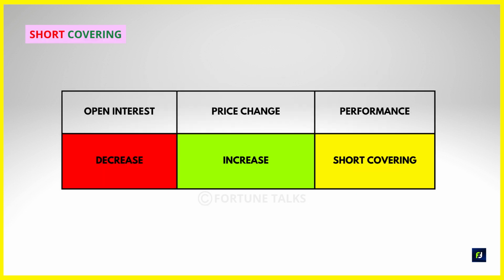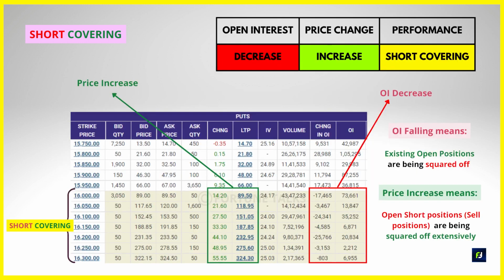Lastly, if the price is rising but the open interest is falling, this is called short covering. Now, if the price is rising but the open interest is falling, it means that the rise in the price is due to short covering and not new long positions being created. Now, notice why the open interest is falling. It is falling because existing positions are being squared off and the number of open contracts in the markets are reducing.